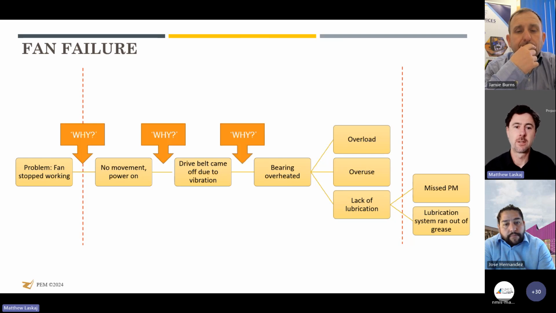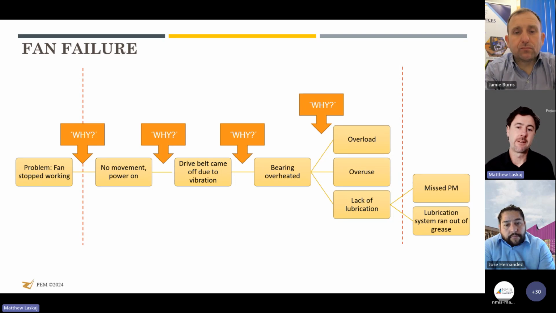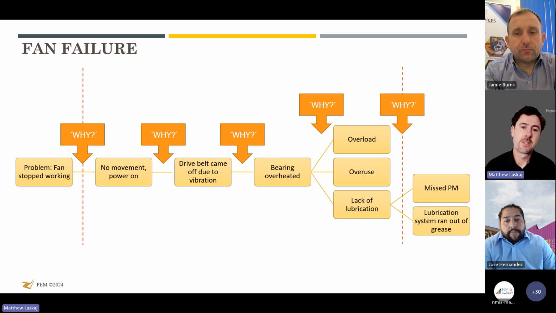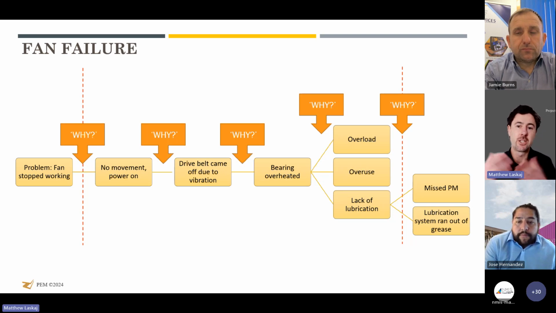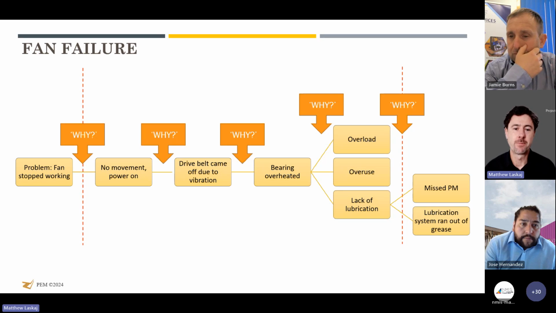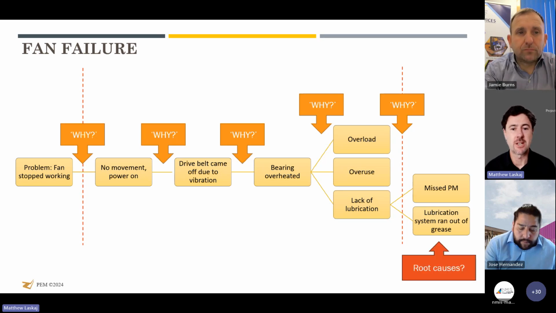Because the bearing overheated. Why did the bearing overheat? Well, possibly it was overloaded because it was tensioned too much. Maybe it was used for too long, or maybe it didn't have enough lubrication. So we could potentially start to work on that. All right, well, why was there a lack of lubrication? We missed our planned maintenance. The lubrication auto loop system ran out of grease. So again, this is a very simplified version, doesn't have all of the detail and as many branches as we would have in a full investigation.